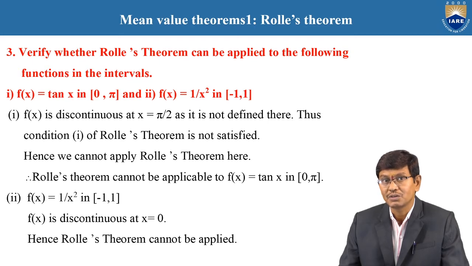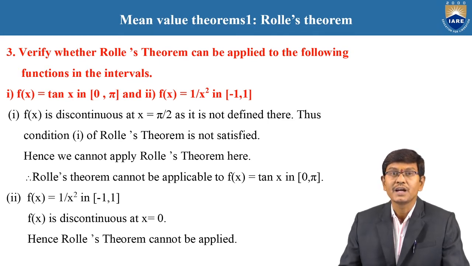That is, f of x is equal to tan x in between 0 comma pi, and f of x is equal to 1 by x square in between minus 1 comma 1. Both are not applicable for Rolle's theorem.